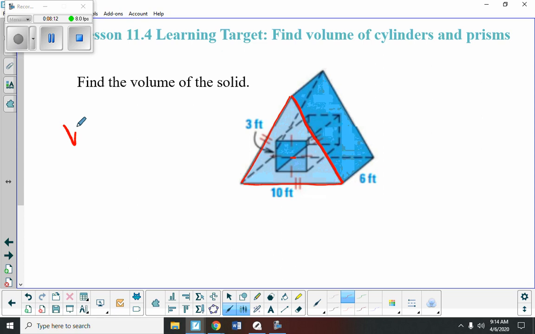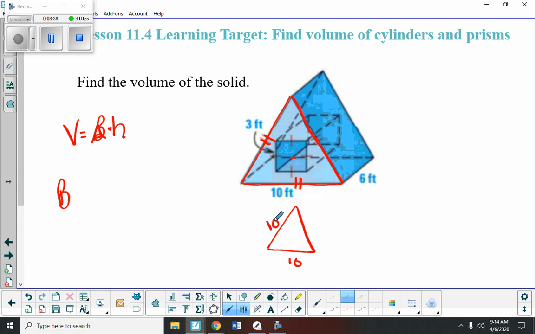So the volume of the triangular prism, so that would be area of the base times the height. So let's look at the area of the base. So we have this triangle right here. I'm just going to draw it separately. We know that this is 10, and these sides are congruent. So this is 10 also.